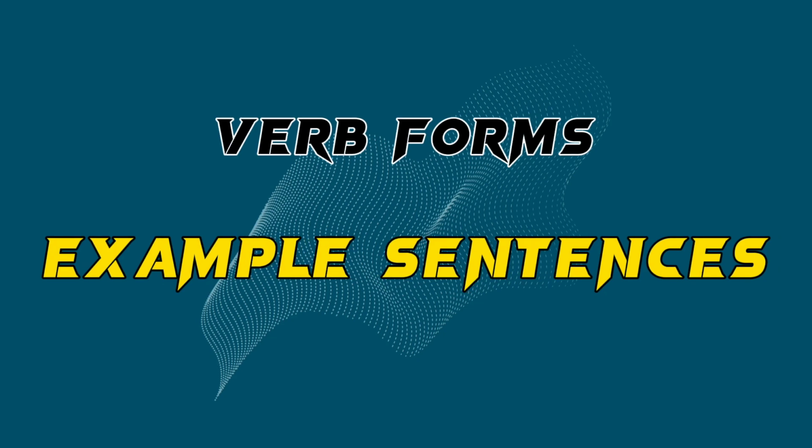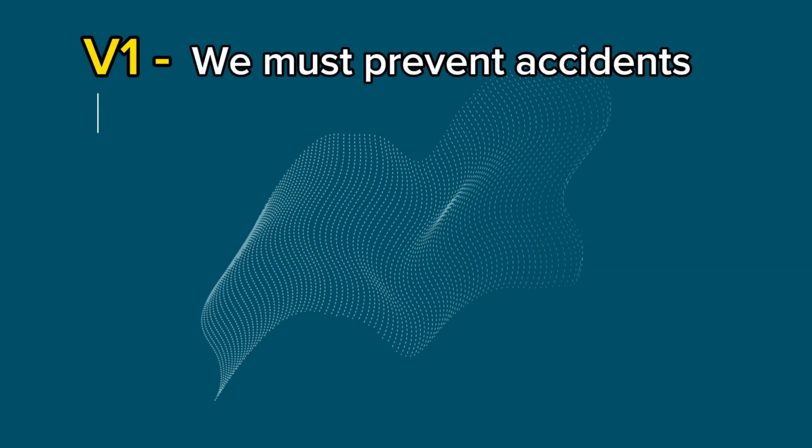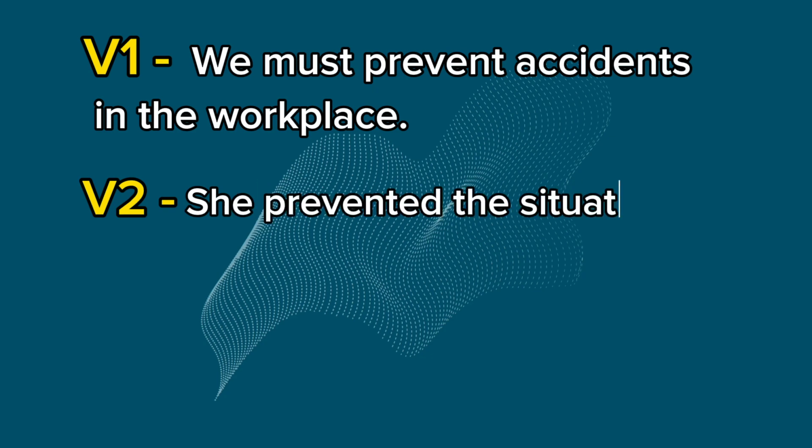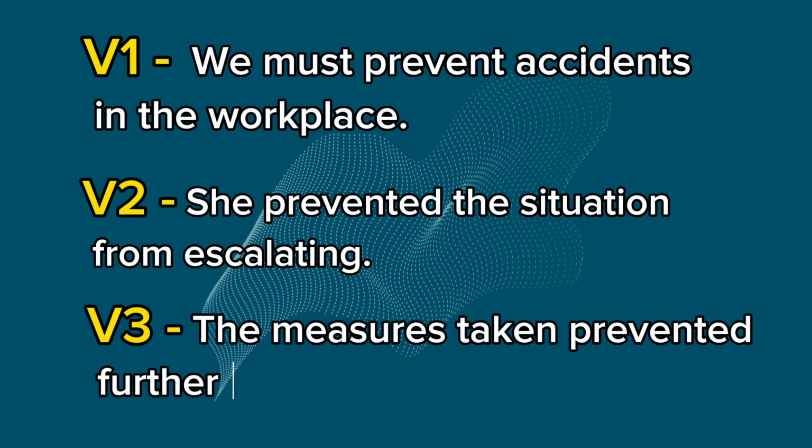Verb forms, example sentences. V1, we must prevent accidents in the workplace. V2, she prevented the situation from escalating. V3, the measures taken prevented further complications.